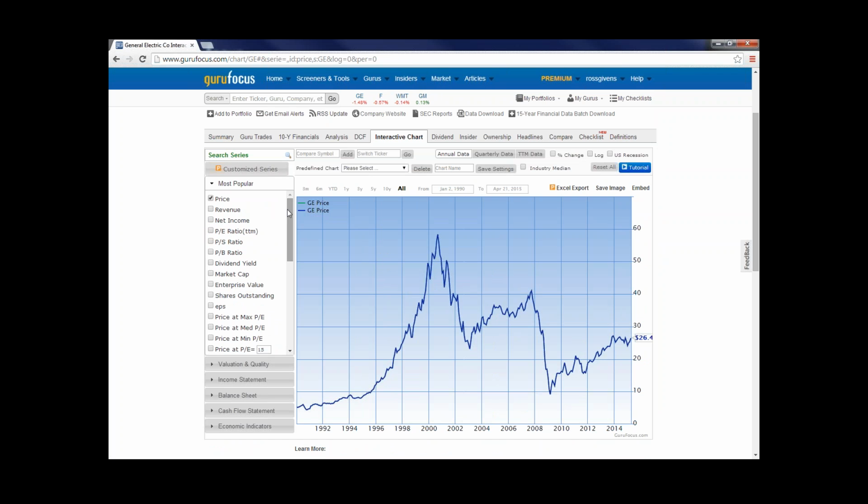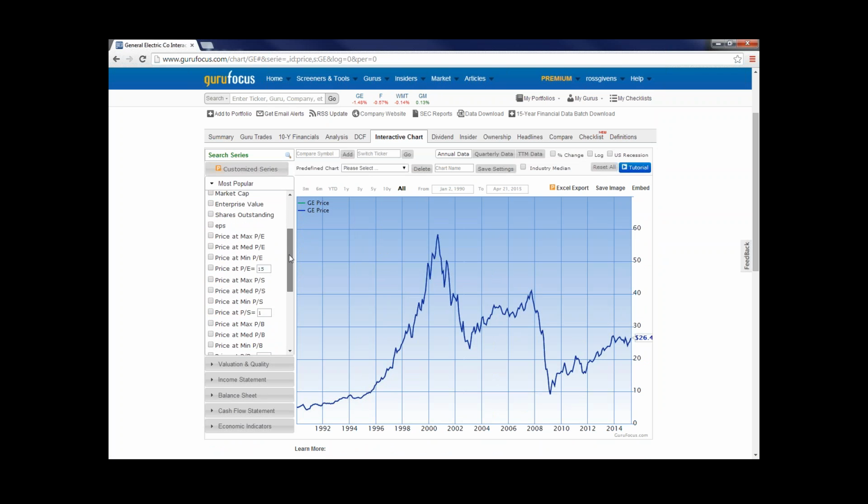So we want to pay no more than 15 times earnings on this stock. What you can do, this is kind of similar to the Peter Lynch line. See this right here where it says price at PE equals? By default it's 15, but you can set it at any number you want. So just give it a fair value at 15 times earnings.